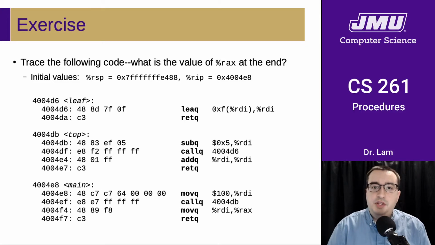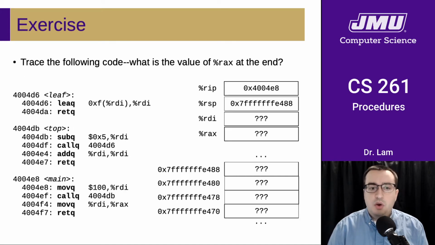All right, so let's wrap up today with an example. So here is some code. I believe this is actually from your textbook. So we'll have some initial values for the stack pointer and the instruction pointer, or the program counter. And here is the code. So here you can see the binary representation in hexadecimal. Over here, this is the compiled x86-64 code. Here are the assembly language representation of these instructions.